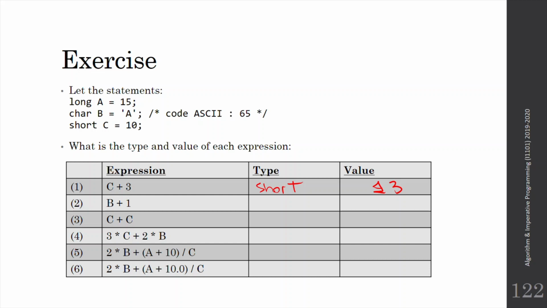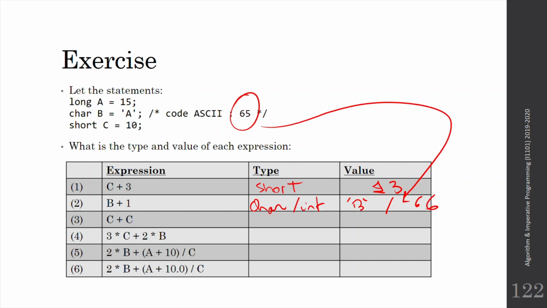b plus 1, we have a character b, so what the type could be. So we have here b, so it could be either a char if I want to consider it as a character, or it would be an int. So if I consider it as a char, so if I have the character a, what's the next character after a? So it would be b. And if I consider it as an integer, so 65 plus 1 would be equal to 66. We have c plus c, so the type would be equal to short, and c plus c would be equal to 20. If you want to apply the rules, you can also say it could be converted to integer.